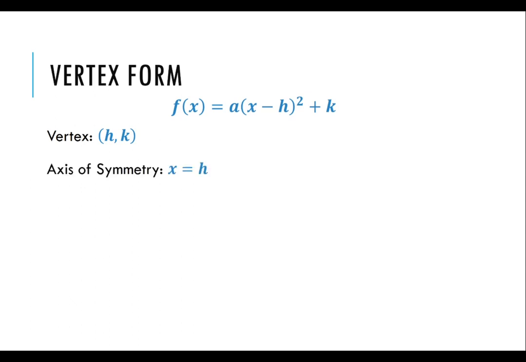Now we also get this thing called the axis of symmetry, and the axis of symmetry just is where you would split a quadratic function and it would mirror on both sides of that split. And so our axis of symmetry is always going to be x equals the x-coordinate of the vertex. This is always going to be true. So for here, it's going to be x equals h.